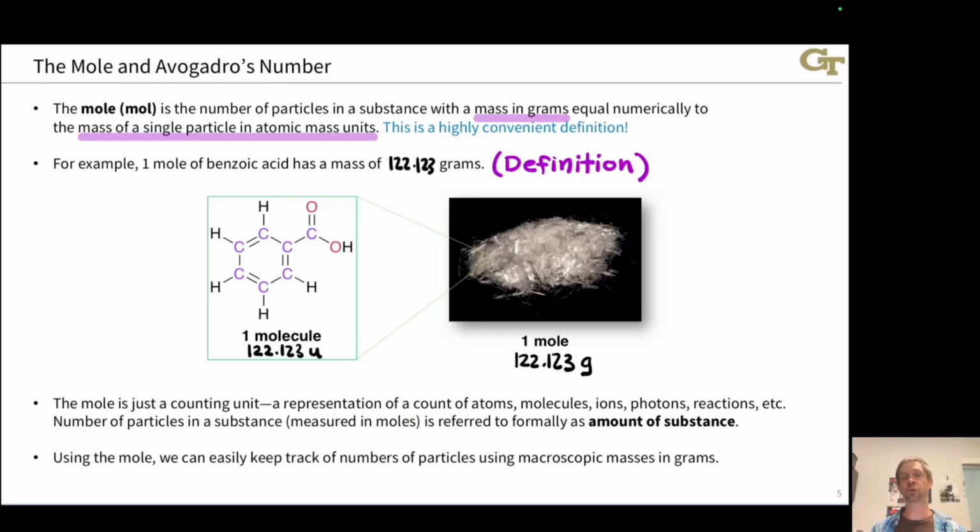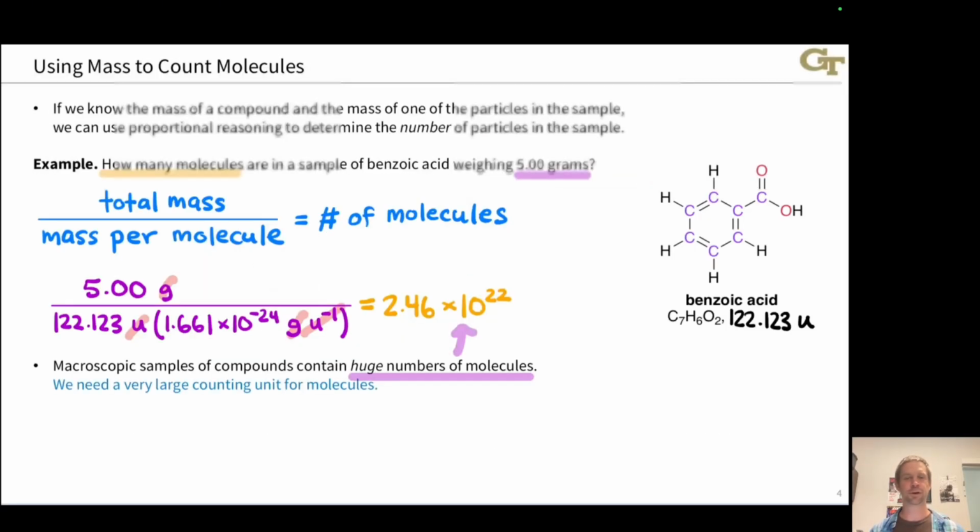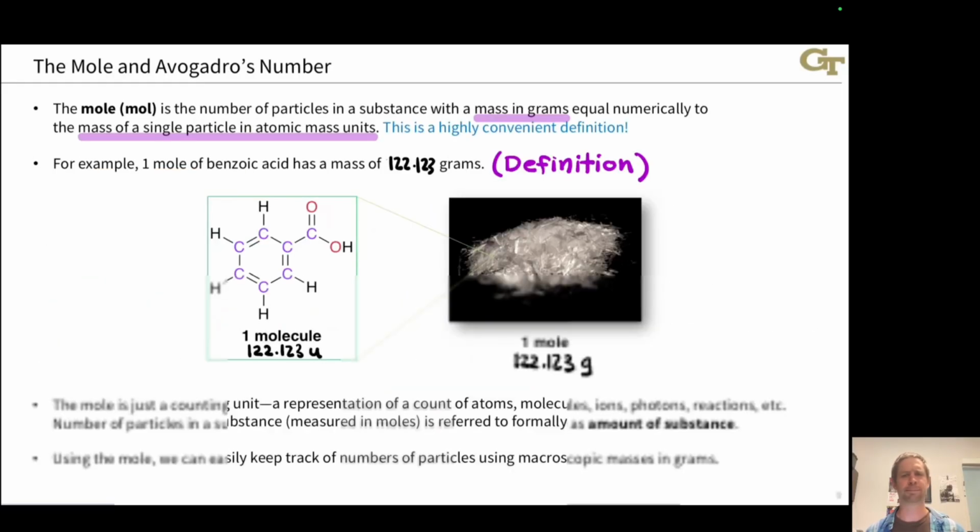And so what we can do with the mole now is keep track of numbers of particles from macroscopic masses in grams without having to use these astronomically huge numbers like 2.46 times 10 to the 22nd. This is going to be a very nice looking number like 0.1 moles instead of this unfathomably huge number of molecules that's really hard to wrap our minds around.